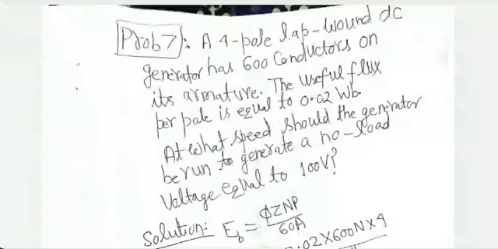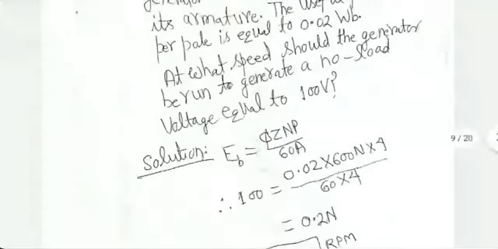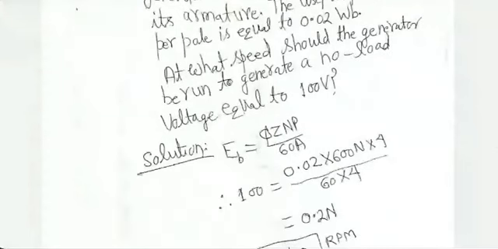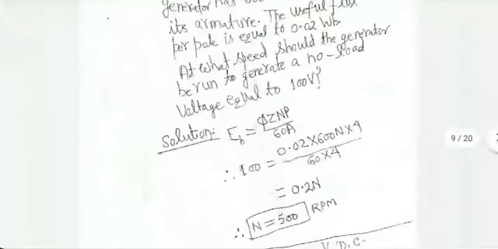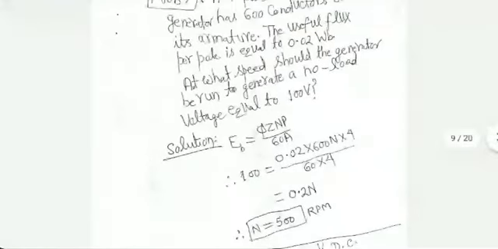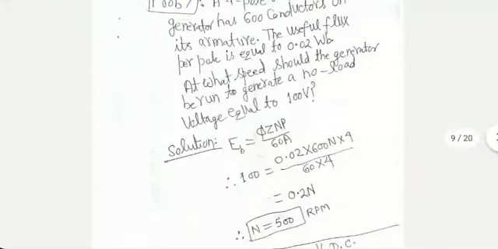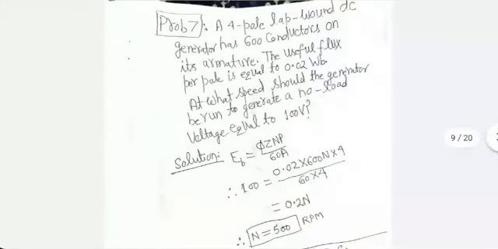Z is 600, so we plug in all the values. The answer is 500 RPM. This generator has to be run at 500 RPM if you want 100 volt output. If you want 300 volt output, obviously N will go up also by a factor of 3. It will become 1500. Look at the practical side.